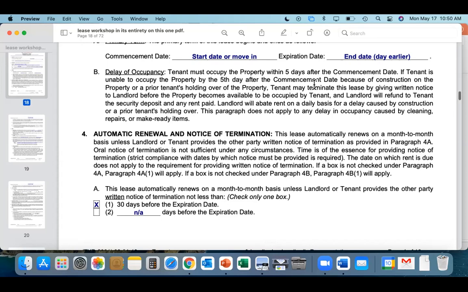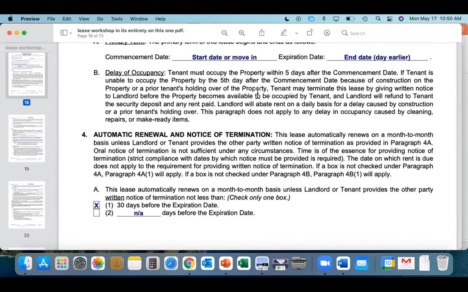Tenant must occupy the property within 5 days after the commencement date. If the tenant is unable to occupy the property by the 5th day of the commencement date because of construction on the property or prior tenants holding over to the property, the tenant may terminate this lease by giving written notice. It's an important paragraph because sometimes we have one tenant in place and another's coming in. And so in the event your tenant was supposed to move in and the other one isn't out yet, and we're up to the 5-day mark, guess what? Your tenant has a right to say, I'm not waiting anymore, I'm out. And so we'll be able to terminate the lease at that point.